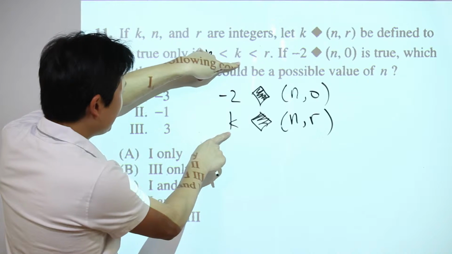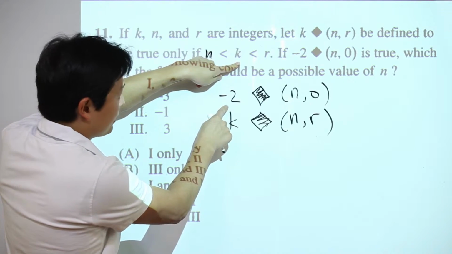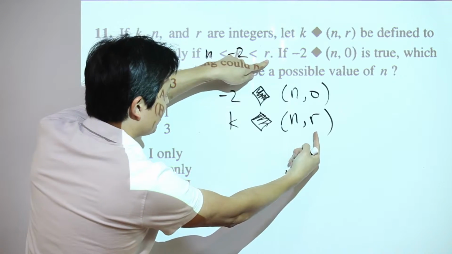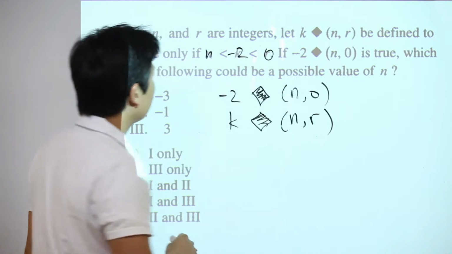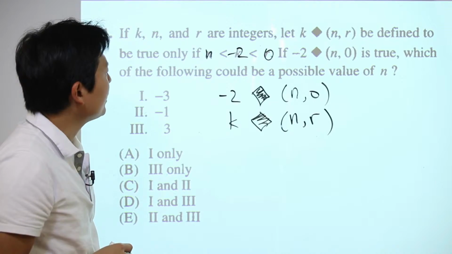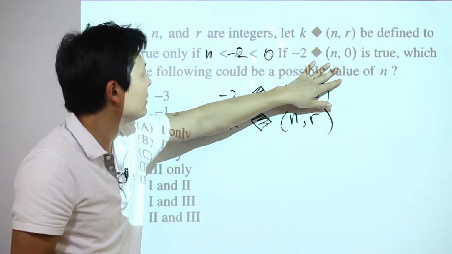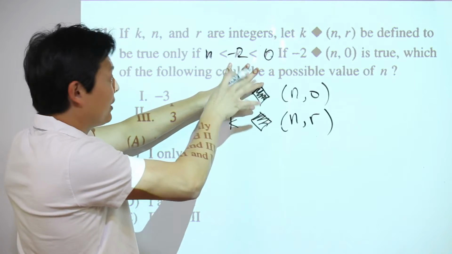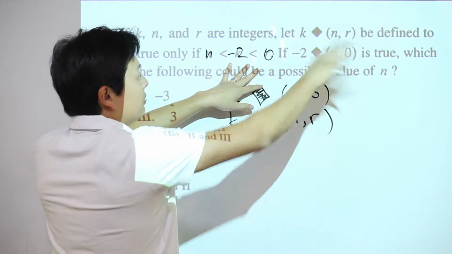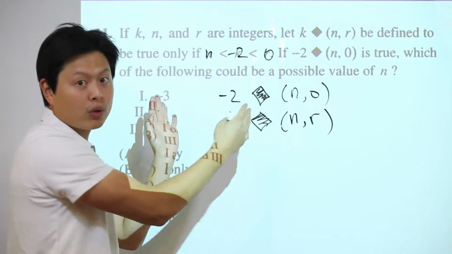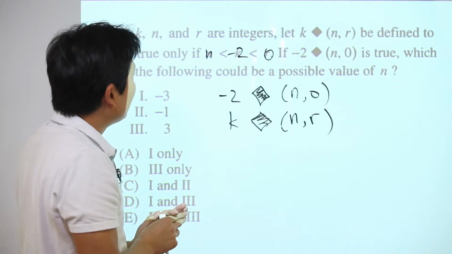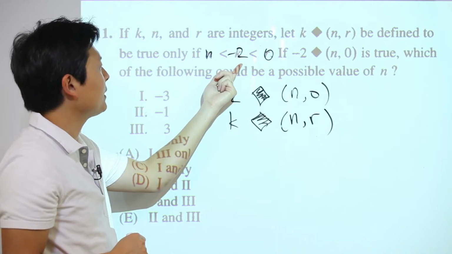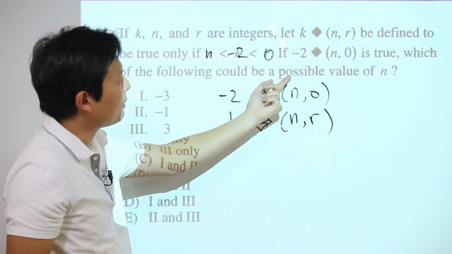K, where's k? K is here, right? So that's my k in this problem. And so that's a negative 2. And r, where's r? R is here. And they want the r to be a 0, right? So in order for this to be true, this needs to be true, right? So far, with the information we have so far, is this true? 0. Yes, that's bigger than a negative 2, so that is in order, right? So far that's good, as long as we have n in the right place, which means it has to be less than negative 2, right?